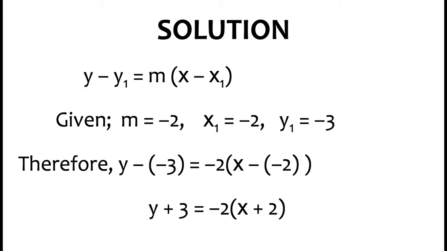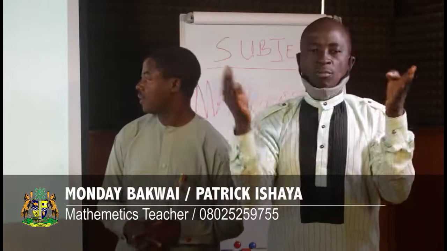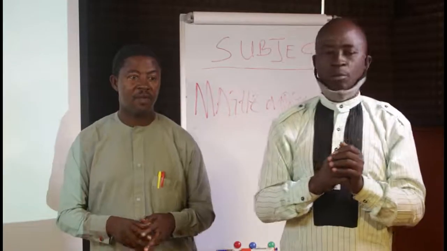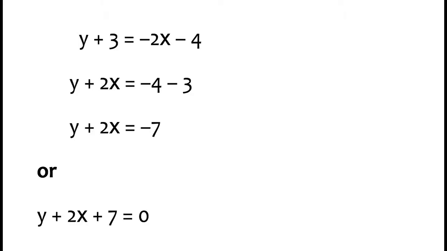Now we simplify. Minus times minus will give us plus. So we'll be having y plus 3 equals to minus 2 into x minus minus will also give us plus, so we'll have x plus 2. So the equation will be y plus 3 equals to minus 2 into x plus 2. But we need to expand the bracket. So we expand the bracket, we'll be having y plus 3 equals to minus 2x minus 4.